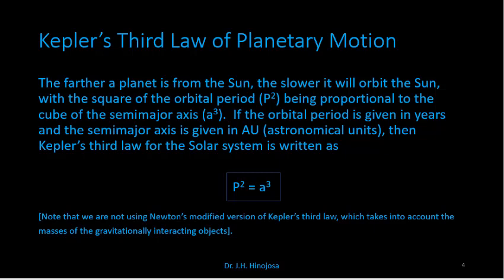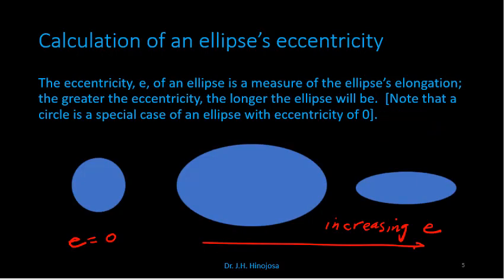So let's take a look now at the calculation of an ellipse's eccentricity. The eccentricity E is a measure of the ellipse's elongation. The greater the eccentricity, the longer the ellipse will be. Here we have the case where we have a circle, and the circle is a special case of an ellipse with an eccentricity of 0.